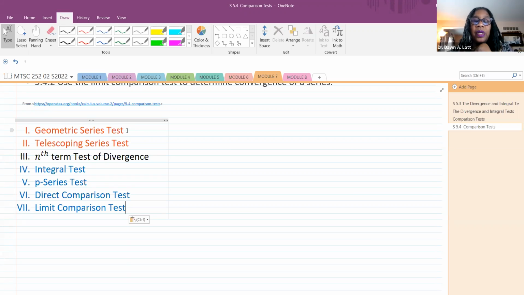Telescoping series test is the one that looks like separated fractions, or you use partial fractions. It can also be summed by finding the limit of the nth partial sum. The nth term test of divergence tells whether or not a series diverges, but does not give any information about convergence. The integral test: you set up a function that looks like a sub n, you take the integral. If the integral converges, the sum converges. P series of a certain form converges for p greater than 1. All right, so let's do the direct comparison test.